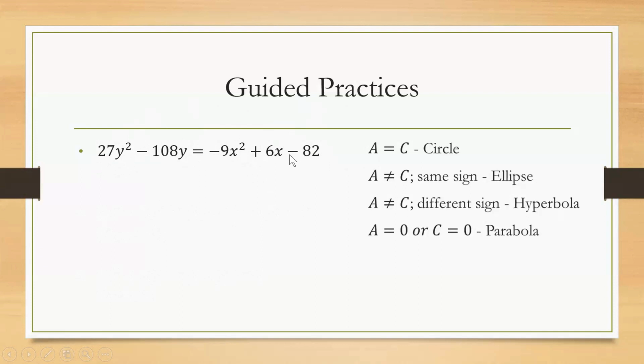So we only have to focus on the A, which is the x squared. So again, negative 9 becomes positive 9 if we move it to the left side. So we have positive 9 and positive 27 as our A and C coefficients. So we go back to the cases. If A is not equal to C, but they have the same sign, then the equation is an ellipse.